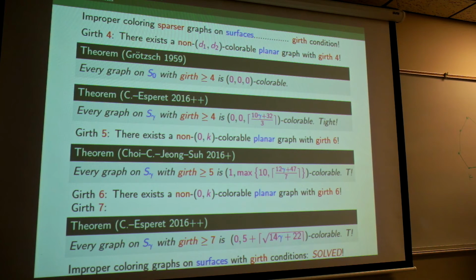So this actually solves the entire question of improper coloring graphs on surfaces with the girth conditions, right? Because if you go (0, square root of gamma), there's nothing more you can do.